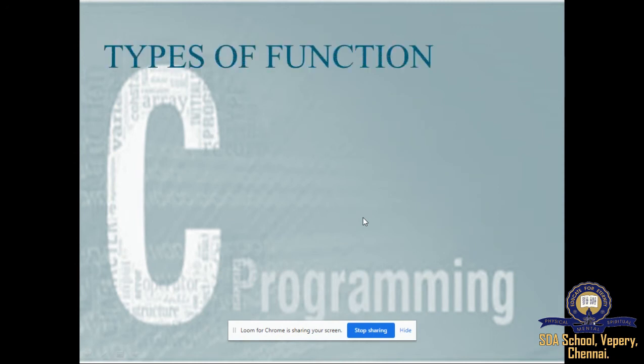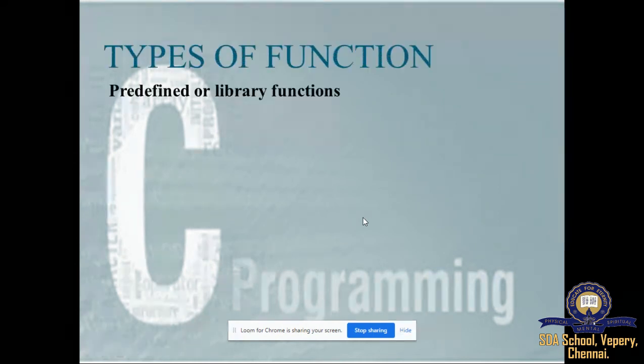Then what are the different types of functions we have? One is predefined or library functions. So what are predefined or library functions? In the sense we have already learned about some header files. What are the header files you have learned? Yes, very good. First is stdio.h, then conio.h, then math.h. All those things are your what? Yes. All those things are predefined header files. So header files have some predefined functions. So these are already existing functions.